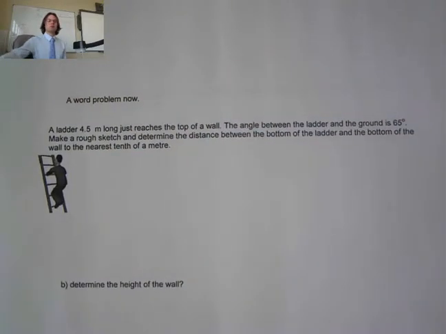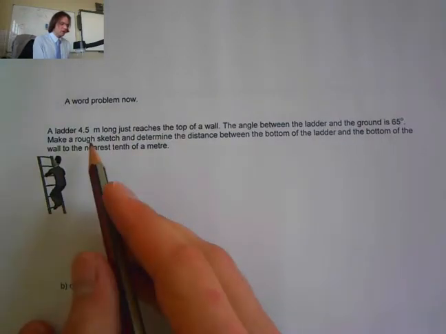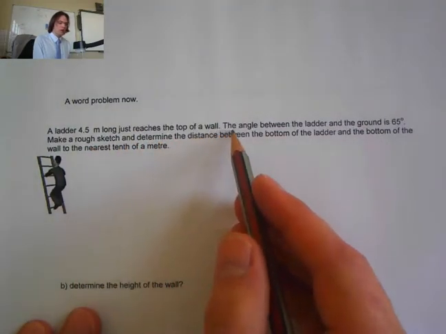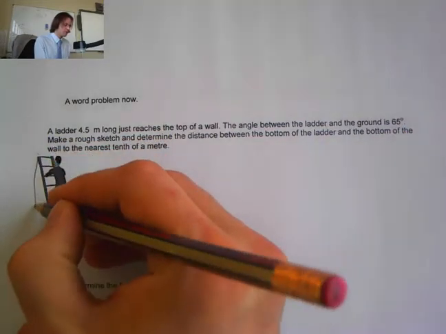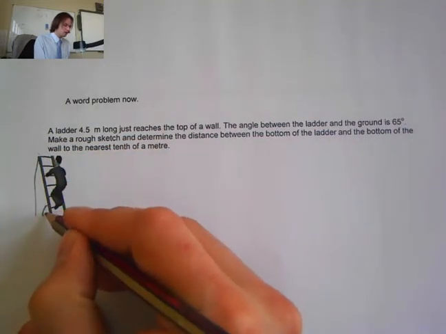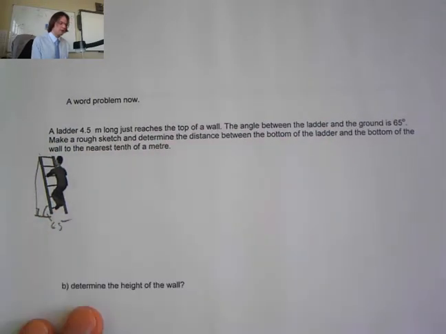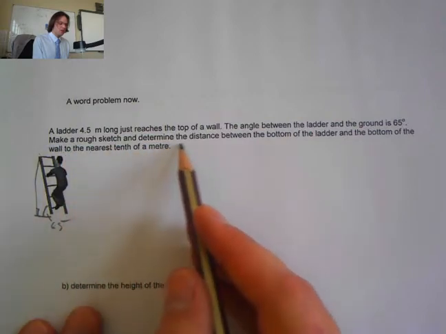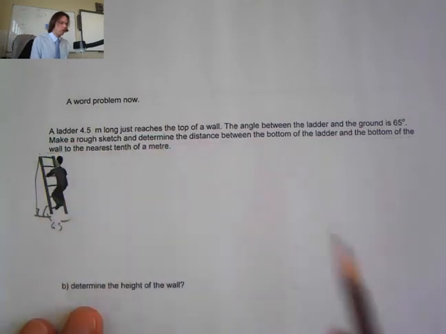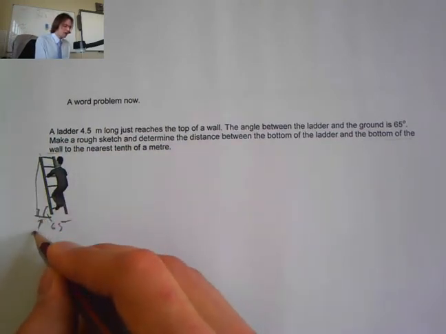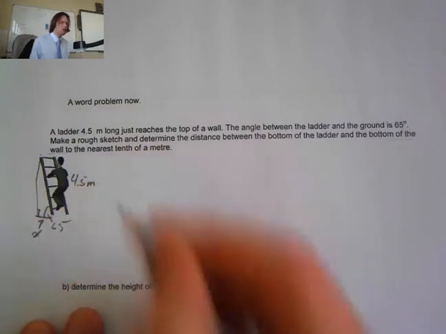Now, here is my next problem. I have a word problem now. It says, a ladder, 4.5 meters long, just reaches the top of a wall. The angle between the ladder and the ground is 65 degrees. Okay? So this angle here is 65. That's my right angle. Make a rough sketch, determine the distance between the bottom of the ladder and the bottom of the wall. So this is my x. Okay? The ladder is 4.5 meters long.